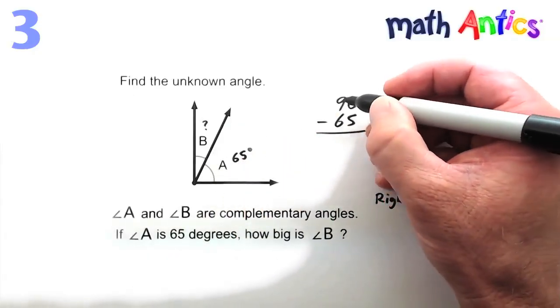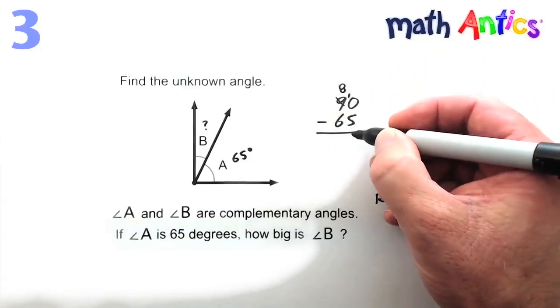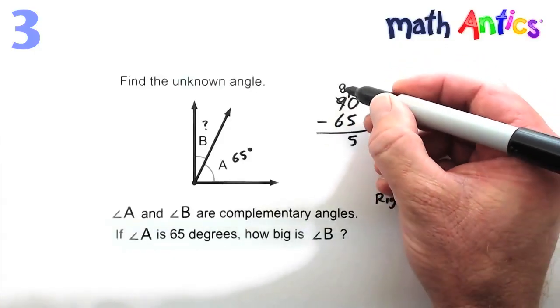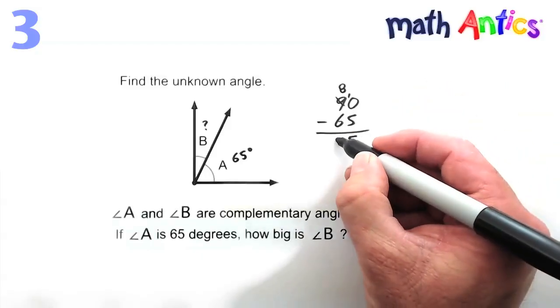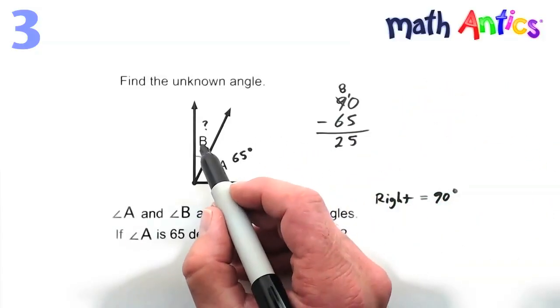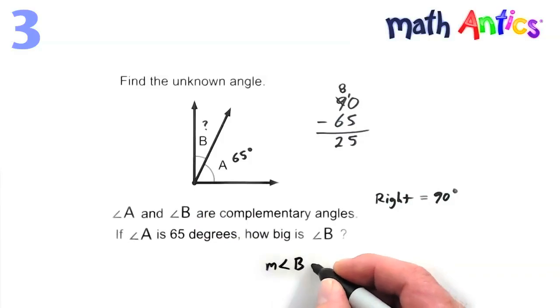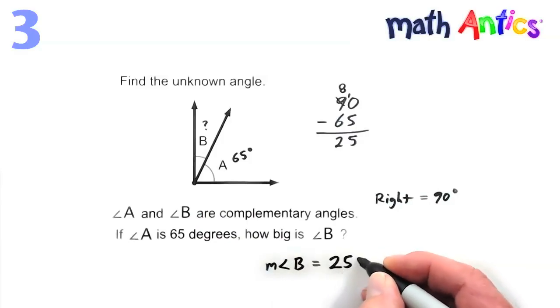90 minus 65, borrow from the 9, we get an 8. 10 minus 5 would give us 5, and then 8 minus 6 gives us 2. So 25 degrees left over, that must be angle B. So, how big is angle B? The measure of angle B is 25 degrees.